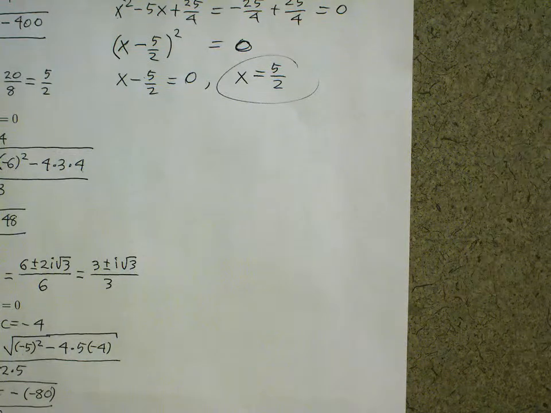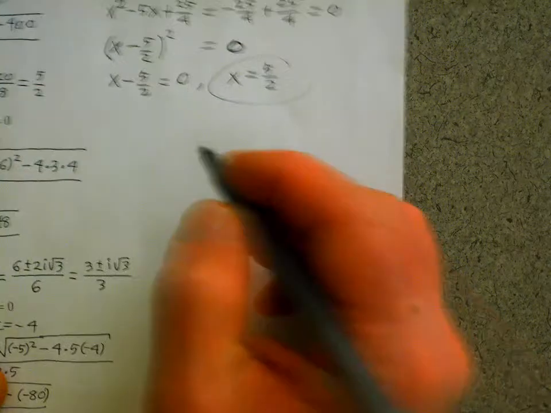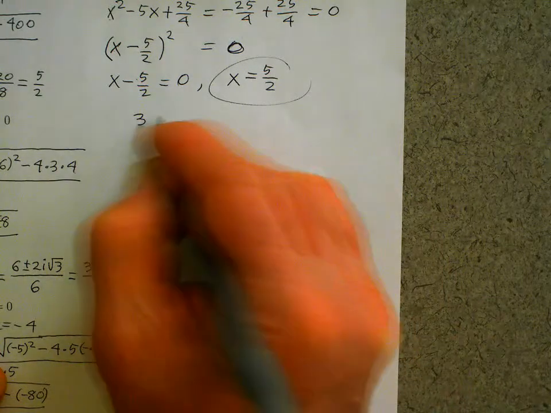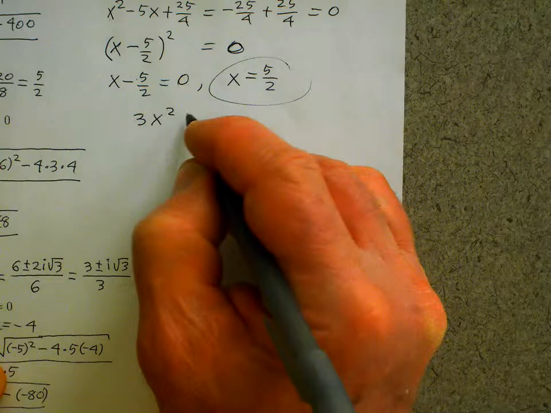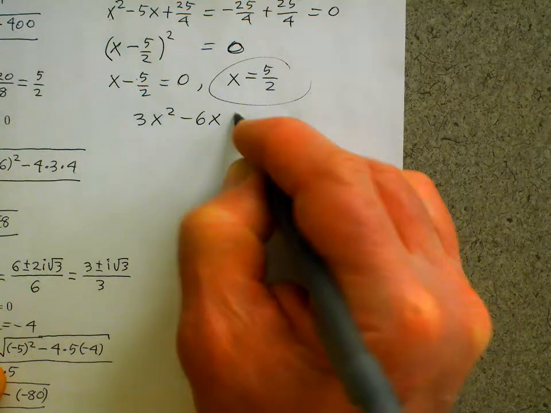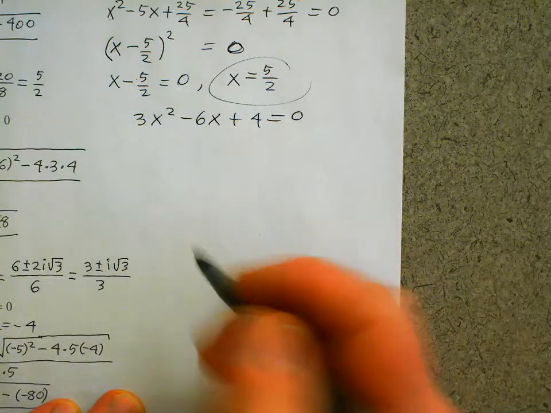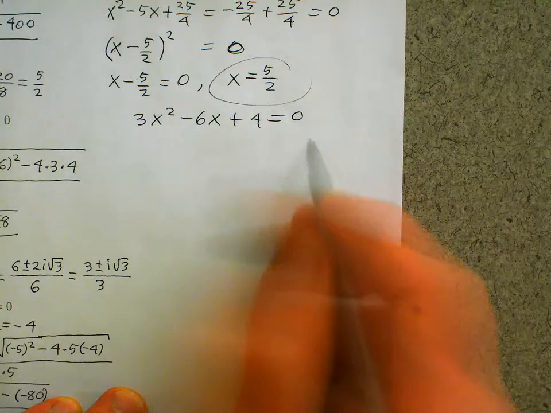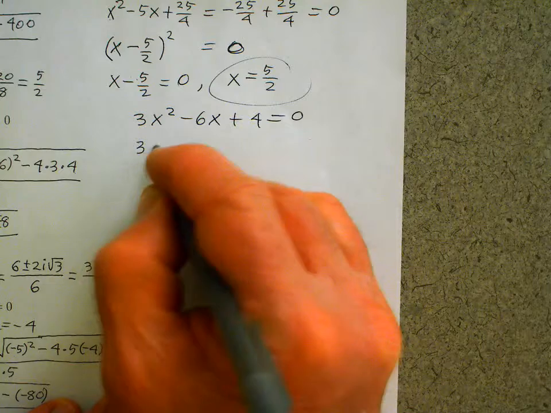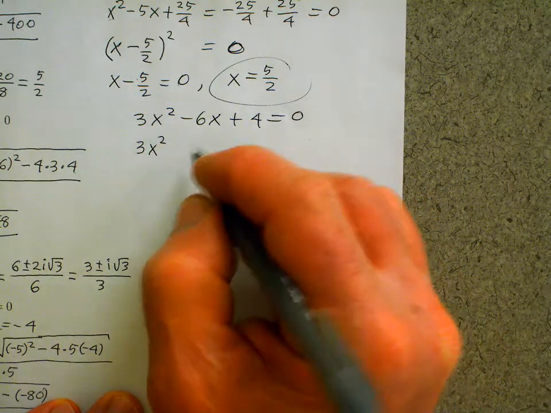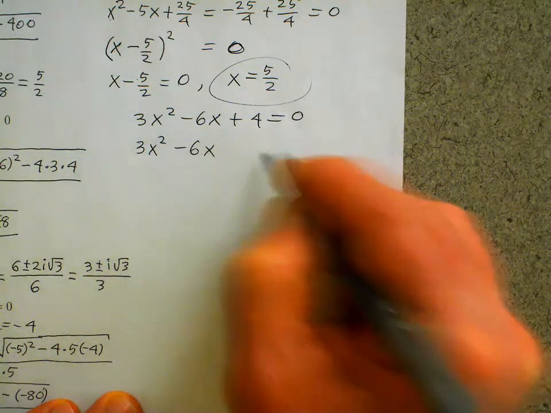Okay, let's start the next one. 3x squared minus 6x plus 4, solved by completing the square. 3x squared minus 6x plus 4 equals 0. So step 1, subtract 4 from both sides. We get 3x squared minus 6x equals -4.